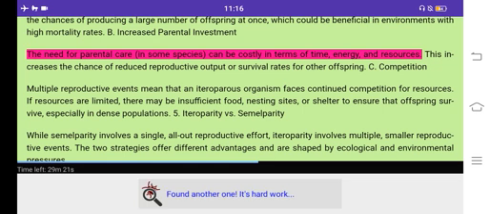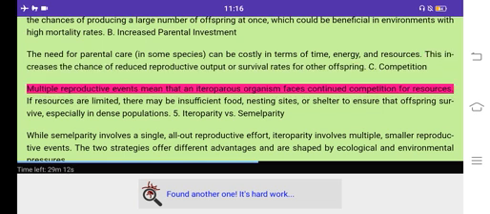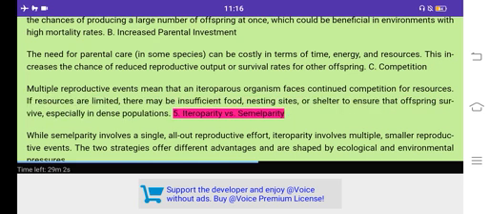The need for parental care in some species can be costly in terms of time, energy, and resources. This increases the chance of reduced reproductive output or survival rates for other offspring. C. Competition. Multiple reproductive events mean that an iteroparous organism faces continued competition for resources. If resources are limited, there may be insufficient food, nesting sites, or shelter to ensure that offspring survive, especially in dense populations. 5. Iteroparity versus semelparity.